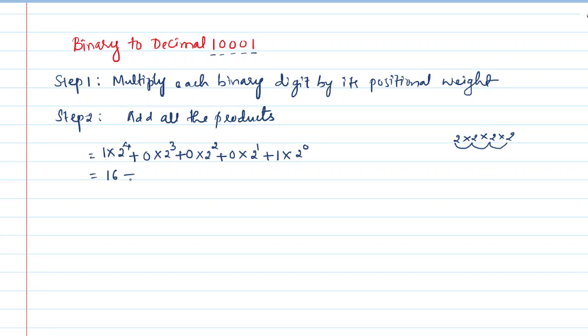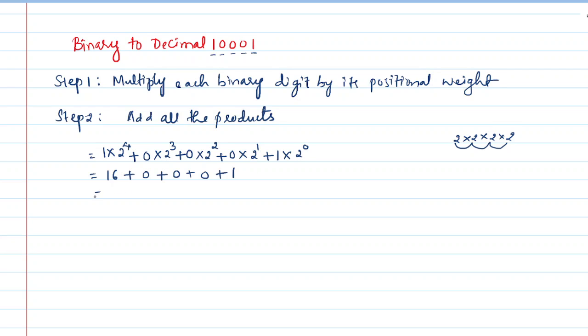I'm going to write 16 plus 0 into 2 to the power 3 is 0. Anything into 0 will become 0 only. Plus 0 into 2 to the power 2 is also 0. Plus 0 into 2 to the power 1 is also 0. Plus 1 into 2 to the power 0. 2 to the power 0 is 1. Anything raised to 0 will become 1. 1 into 1 is 1.